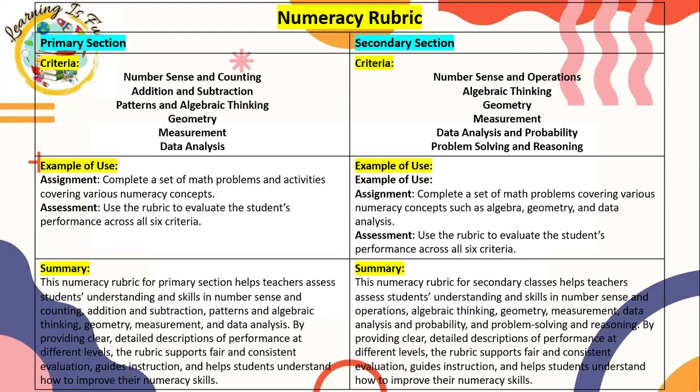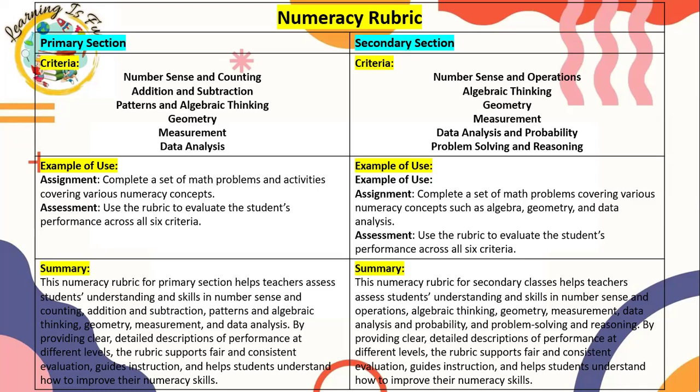Same goes for numeracy. Numeracy criteria will be number sense and counting, addition and subtraction, patterns and algebraic thinking, geometry, measurement, and data analysis. Now, what is happening here? When you are having a number sense and counting rubric, this can be divided further into groups also. If you are designing generally, then you have to go with all the criteria. But if you're specifically taking a topic, for example number sense and counting, then the rubric for number sense and counting will have different criteria in that.